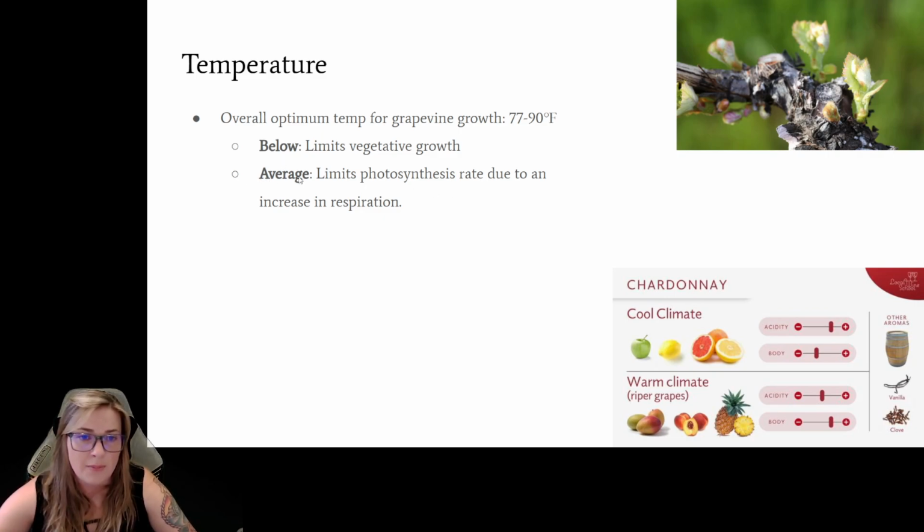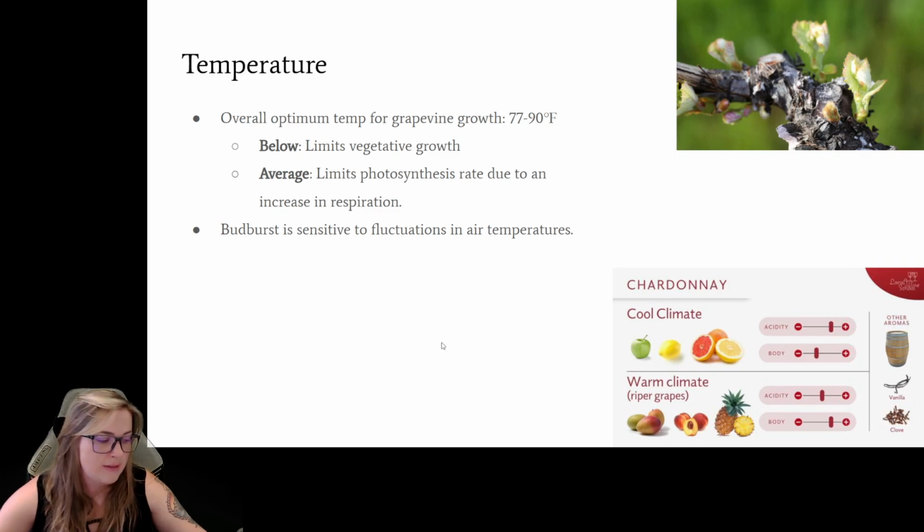So if this is above, not average. It must have been a text suggestion by autofill. Another important thing to know is that budburst itself is really sensitive to fluctuations in air temperatures. So you want to have relatively calm temperatures around that time of the year, or you can have a hard time.